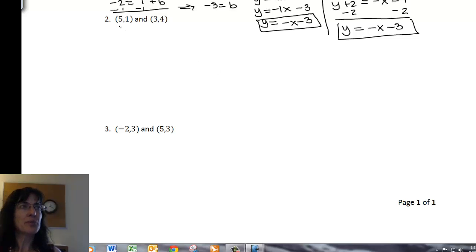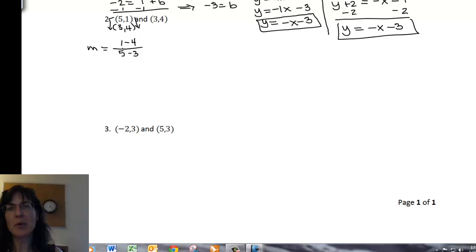Number 2. I have (5, 1) and (3, 4), and I want to find the equation for the line. So I'm just going to write them vertically and take the difference in the y's first, so 1 minus 4, and put it over the difference in the x's. So I'll have 5 minus 3.